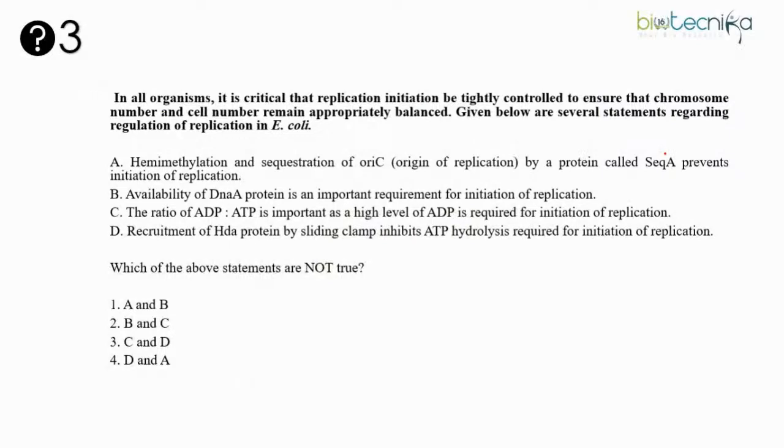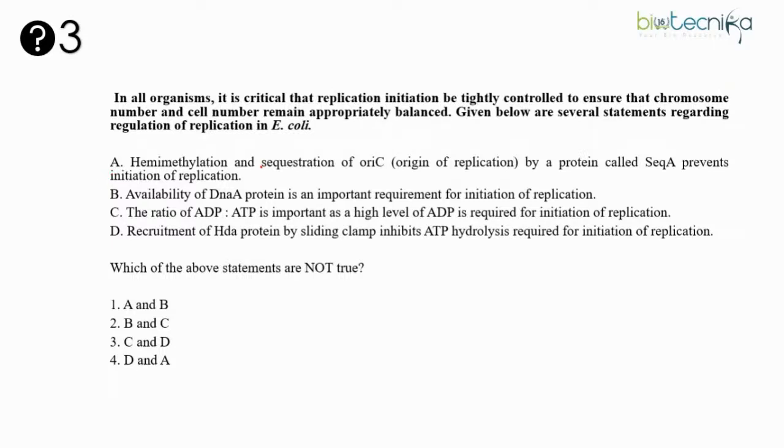Okay, next going over to the third question, rather. It says that in all organisms, it is critical that replication initiation be tightly controlled to ensure that chromosome number and cell number remain appropriately balanced. Given below are several statements regarding the regulation of replication in E. coli. So the statements are given to you.